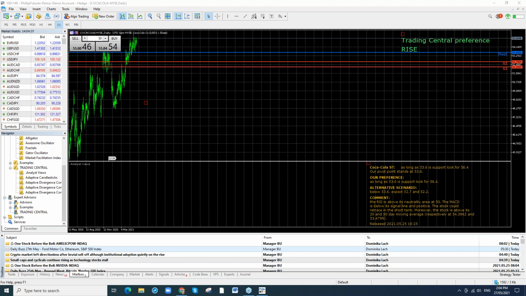So what is Market Bus? Market Bus is a refreshing take on financial news and analysis, which was awarded the most innovative new product in the Technical Analyst Award last year.